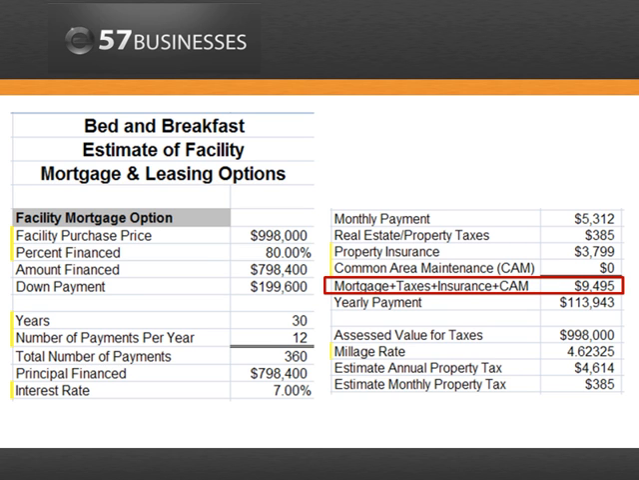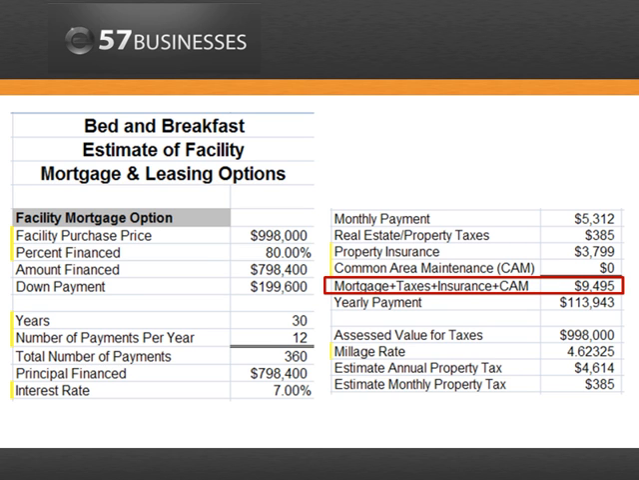Basically, they were going to have to purchase the place for $998,000. They were going to finance 80% of it, and their down payment was going to be close to $200,000. It was going to be on a 30-year mortgage, 12 payments per year. So you can see the rest of the figures there. The principal financed was close to $800,000. The interest rate they could get was 7%.